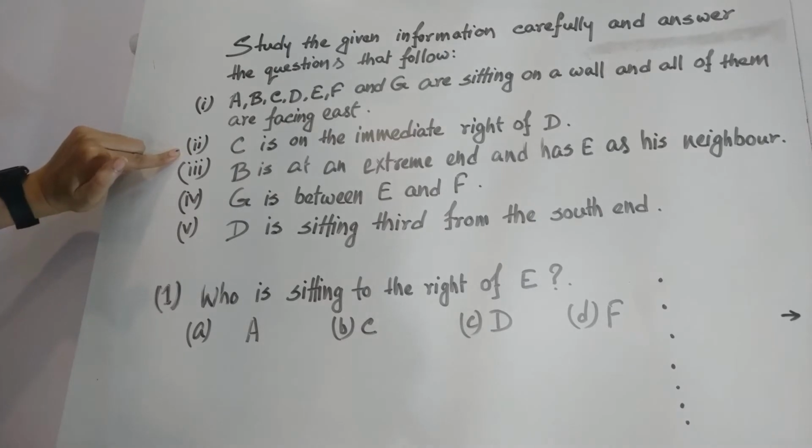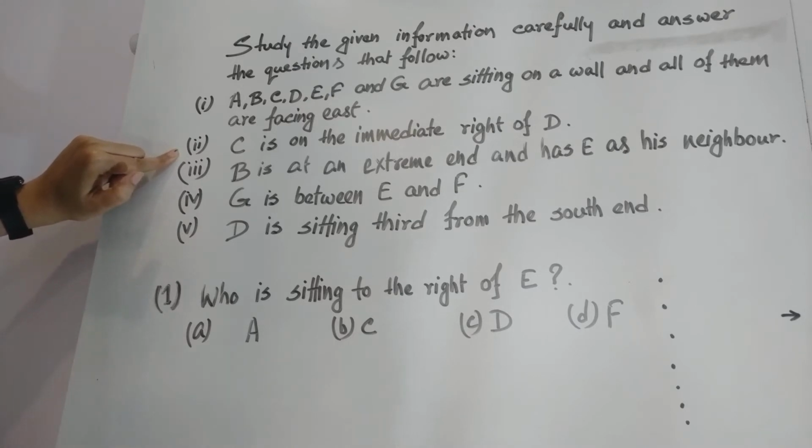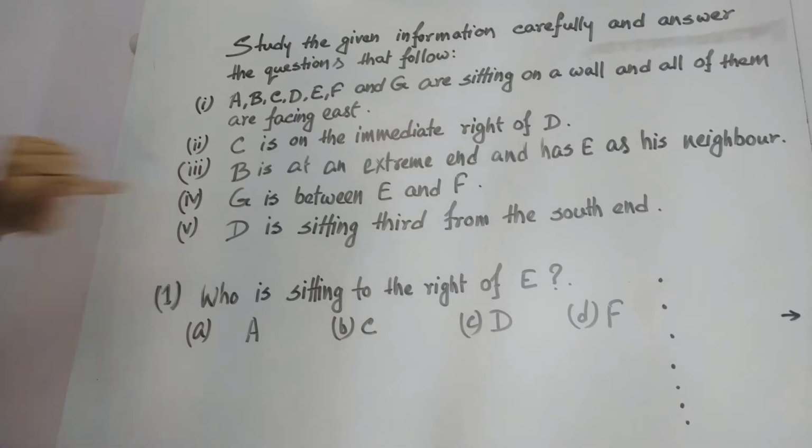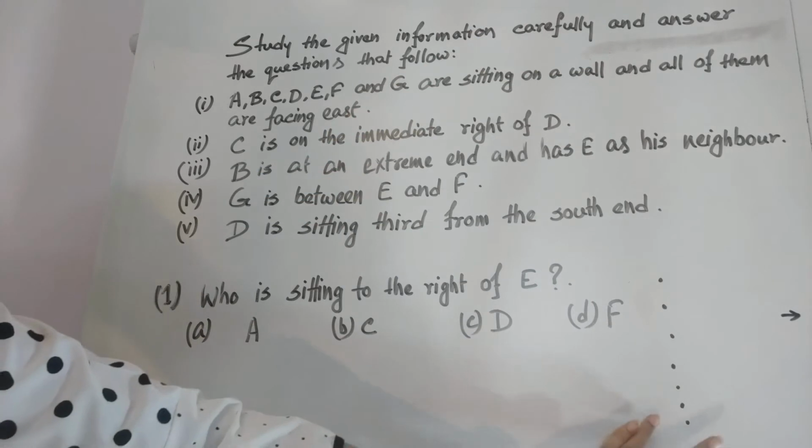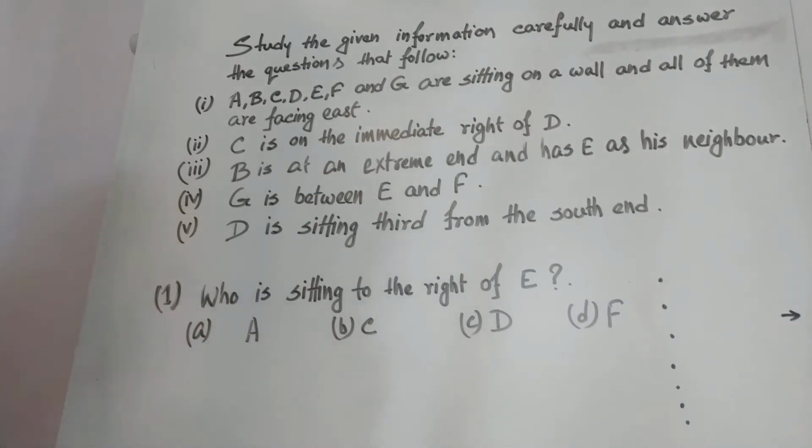In clue number 2, what is given? C is on the immediate right of D. From here, we cannot derive anything right now. Number 3, B is at an extreme end and has E as his neighbor. Here B is at an extreme end. We cannot say whether B is in the north end or in the south end. So from here also we cannot derive anything at this moment. Clue number 4, G is between E and F. From here also we cannot say anything.